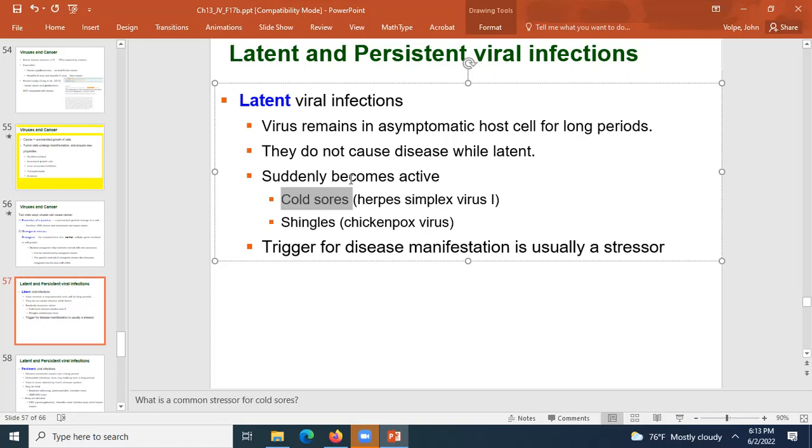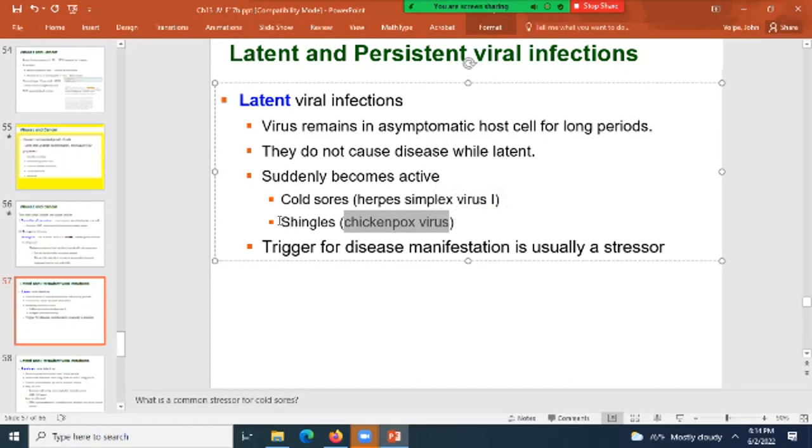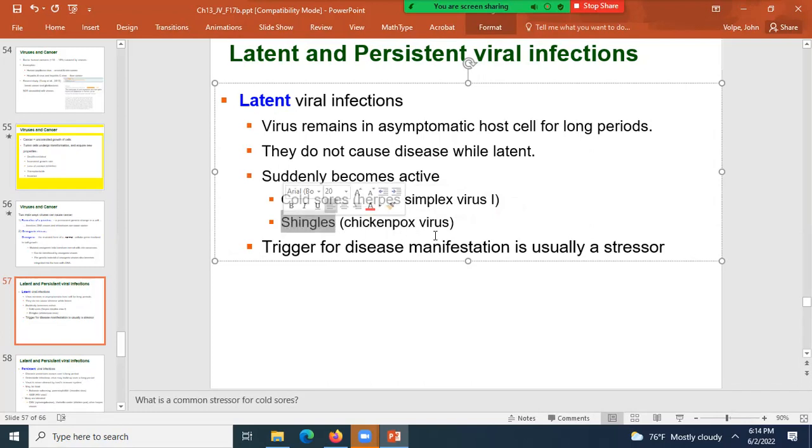And then the virus leaves the latent life cycle and enters the replication life cycle, and the patient will have disease, but it won't be chickenpox. Every other time the patient has a disease, we call it shingles, caused by the same virus as chickenpox. The first time you get it, it causes the disease chickenpox. Every other time you get disease from that virus, we call it shingles.